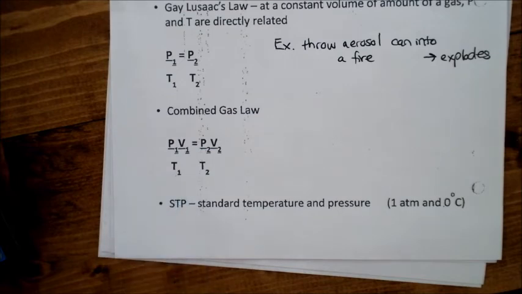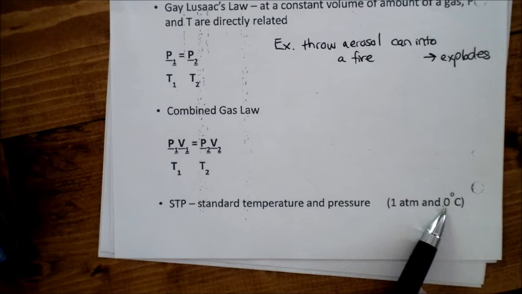All right, lastly, what does STP mean? STP means standard temperature and pressure. So the science community came up with a set of conditions where it's best to study gases, and those conditions are 1 atmosphere of pressure and 0 degrees Celsius, which is freezing.